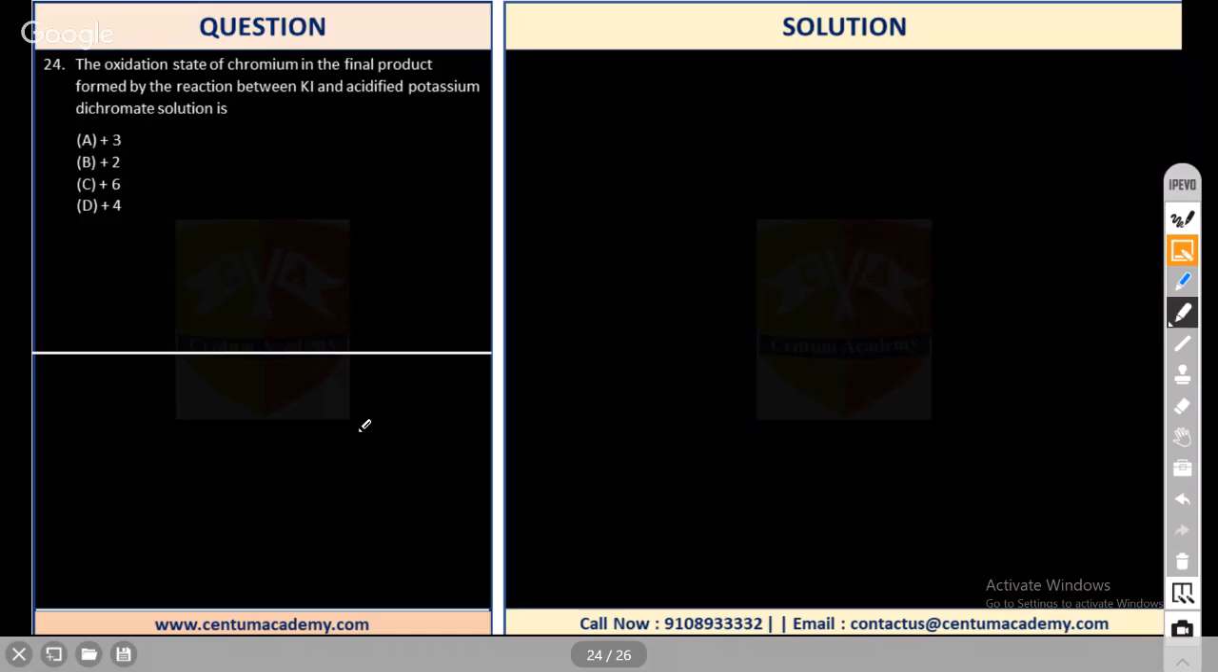24th one you are getting A. Okay, why did you take so much time in this? We simply know that potassium dichromate is K2Cr2O7, right? Which we can write in ionic form as Cr2O7 2 minus. And Cr2O7 2 minus in acidic medium converts into what? 2Cr3 plus. That is it.